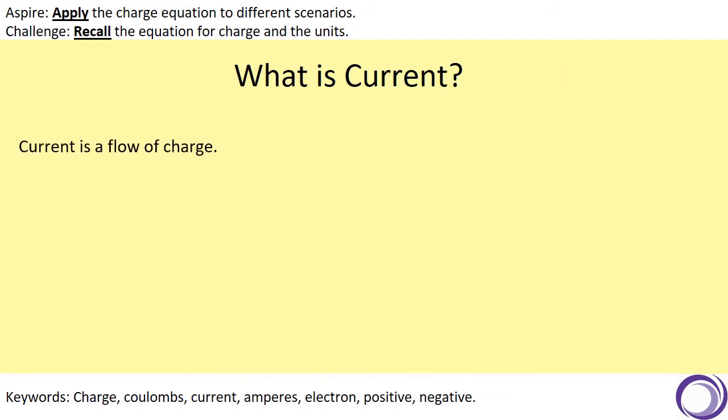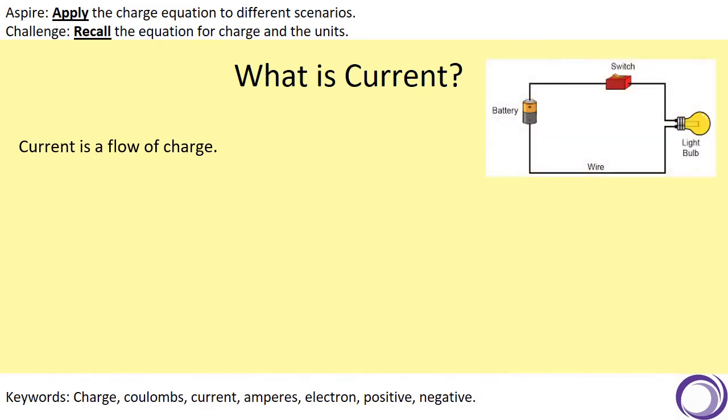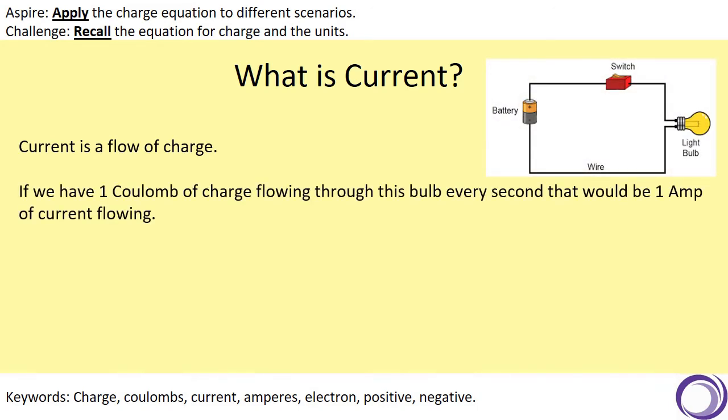So current's a flow of charge. So if we have 1 coulomb of this charge getting through that bulb every second, we'd say that's 1 ampere, 1 amp of current flowing. So an amp is 1 coulomb going past every second. So if you could put your finger on that switch and you could count the electrons going through it, each electron would add up, and then after 1 second you would have had so many electrons passing your finger that you would have had 1 amp flowing.